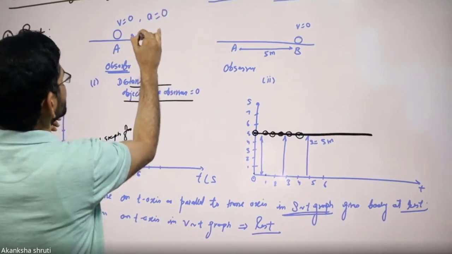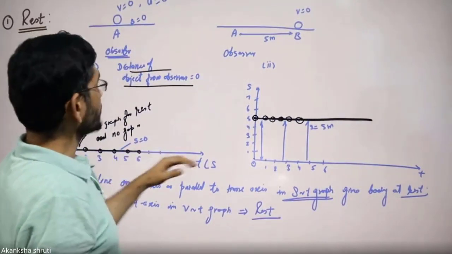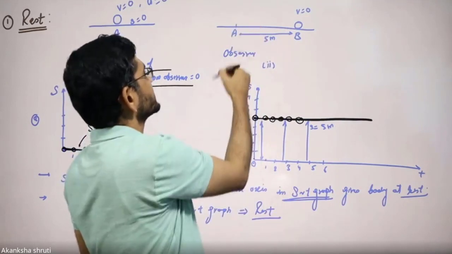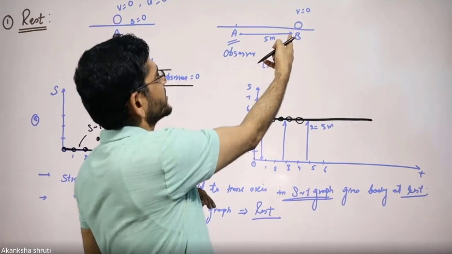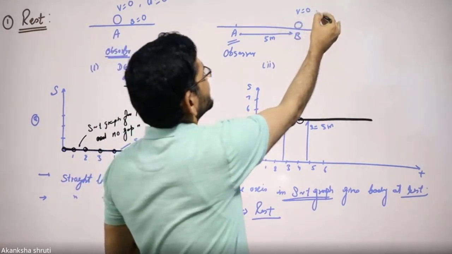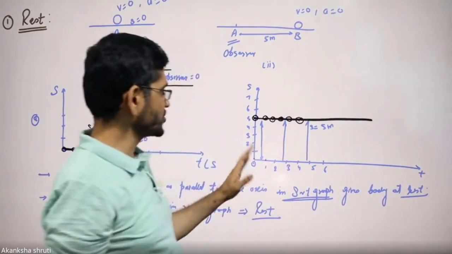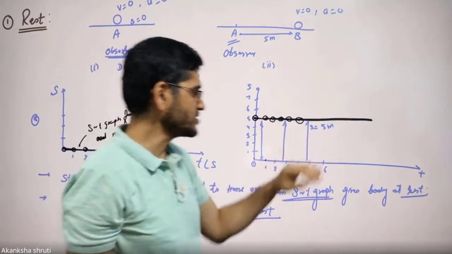In this case, the distance is also 0. So the distance time graph is this one. If the object is far away or at a certain distance from the observer, here the observer at A, and the initial distance is 5 meters, the speed is 0, the acceleration is 0, so the body will always remain at that 5 meter distance, and the graph is like this. So a straight line parallel to the time axis.